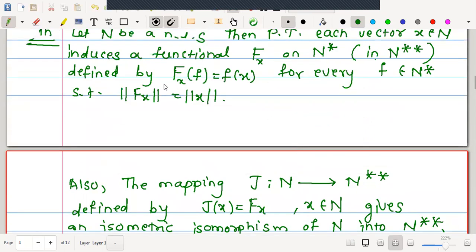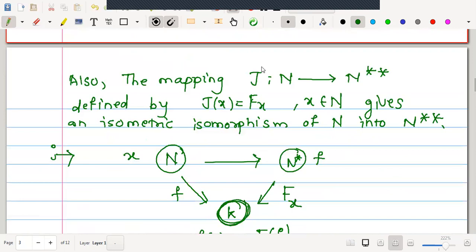Therefore, in the first part we have to prove that it induces a functional, meaning we will verify the two conditions, that the capital F_x function is linear and bounded. This is the definition we have. In that same step we will prove norm of F_x is equal to norm of x. In the second step we will prove that the mapping defined by Jx equal to F_x is an isometric isomorphism.